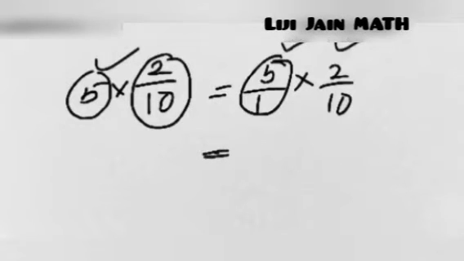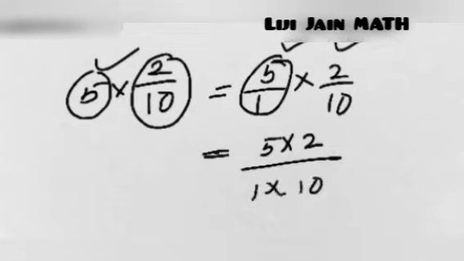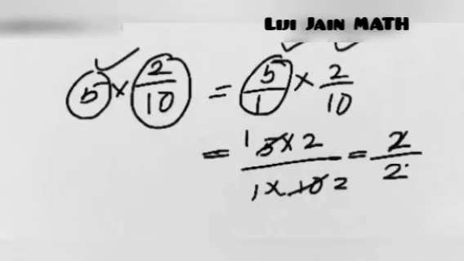What is the answer? Yes, product of the numerators, that means 5 into 2, by product of the denominators, 1 into 10. Isn't it? Now can we cancel? Yes, 5 twos are 10. So final answer is 1 into 2, 2 by 10. 2 by 2 means 1. 1 is the final answer.